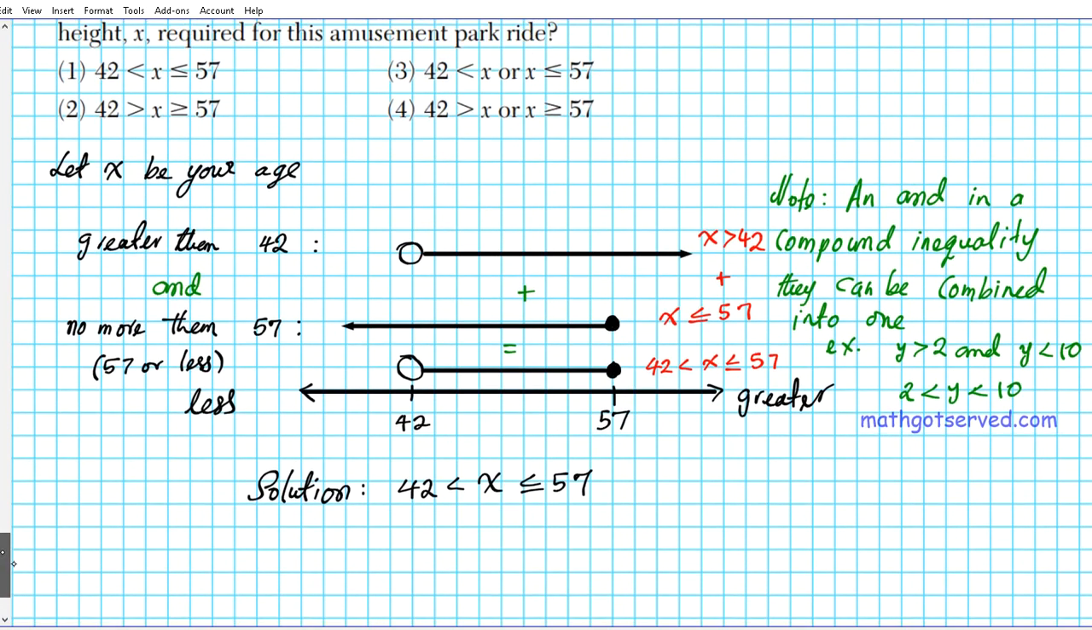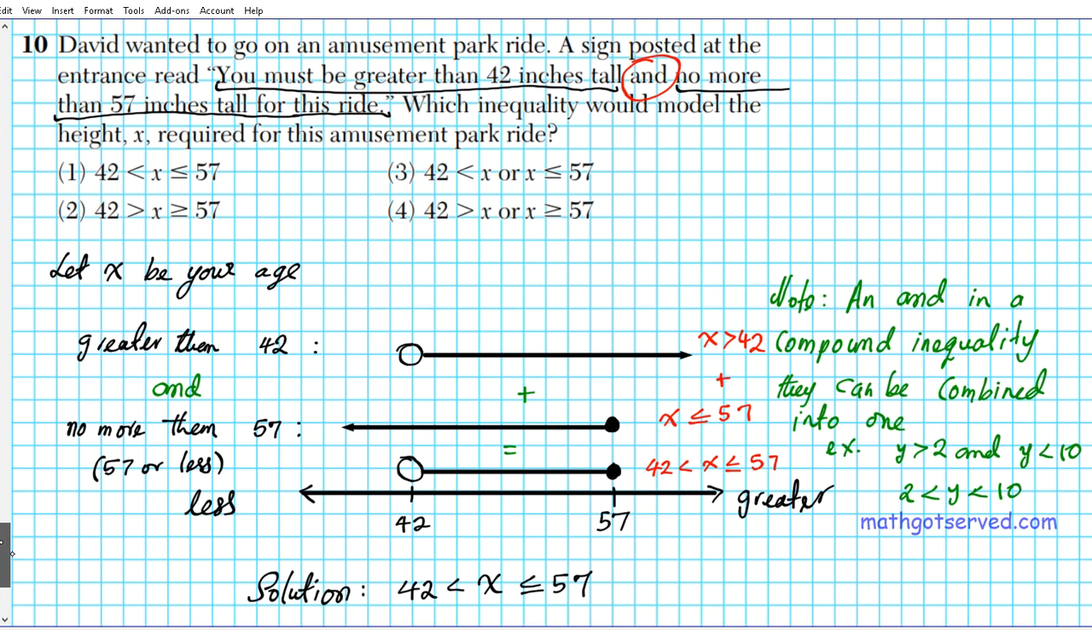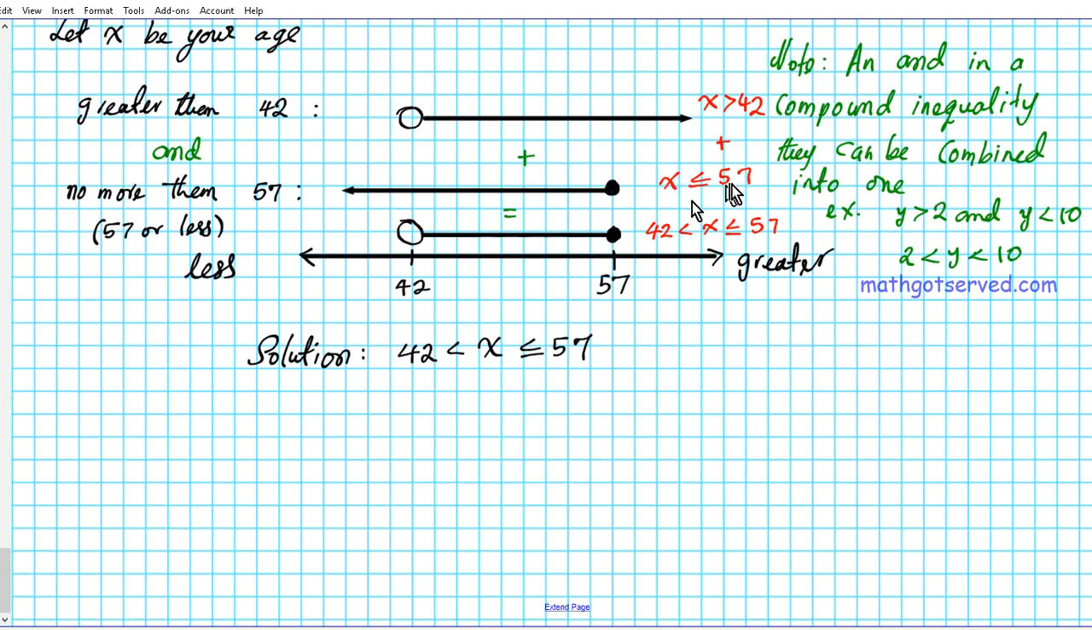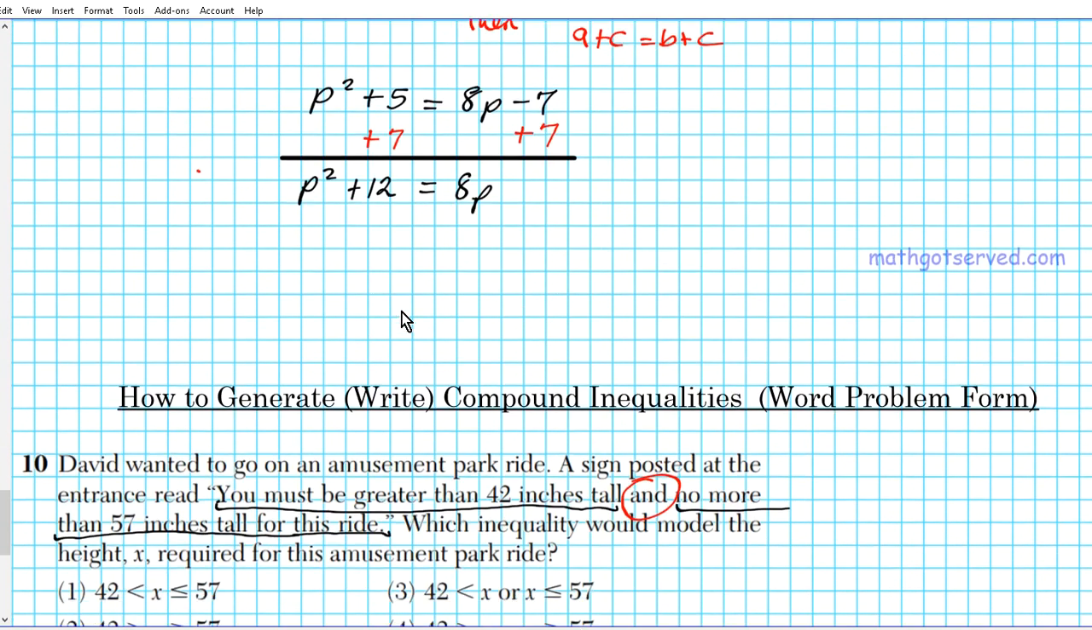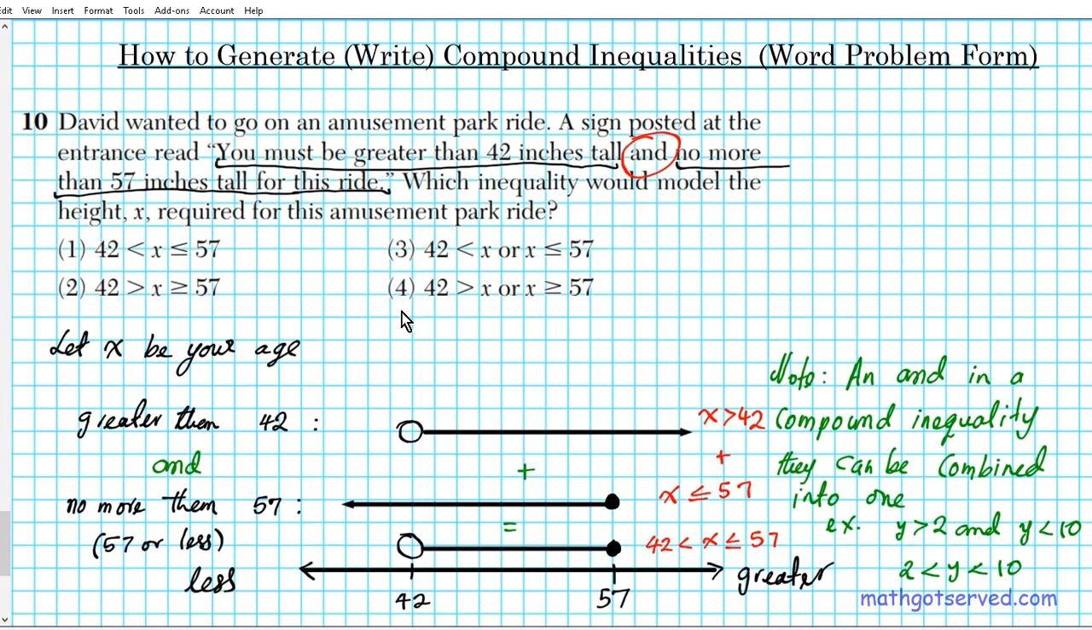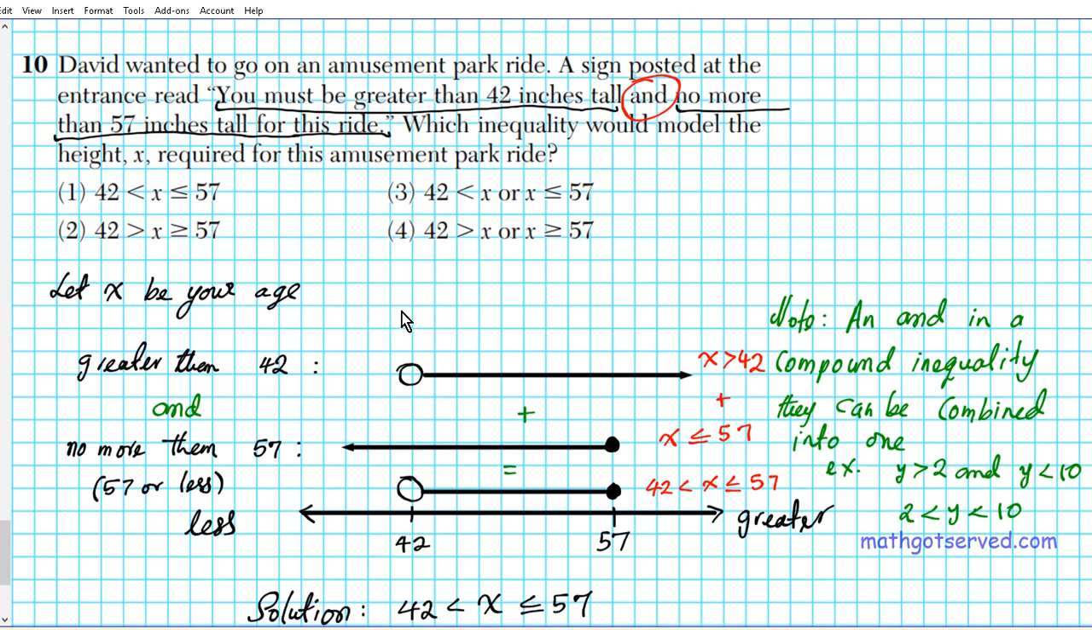Alrighty, the correct answer to question number 10 is option, where are you? Option number 1. Alright, so that's the correct answer right there. If we take a look at this question, we combined two inequalities and we were able to graph it. We ended up with this nice little graph right here.